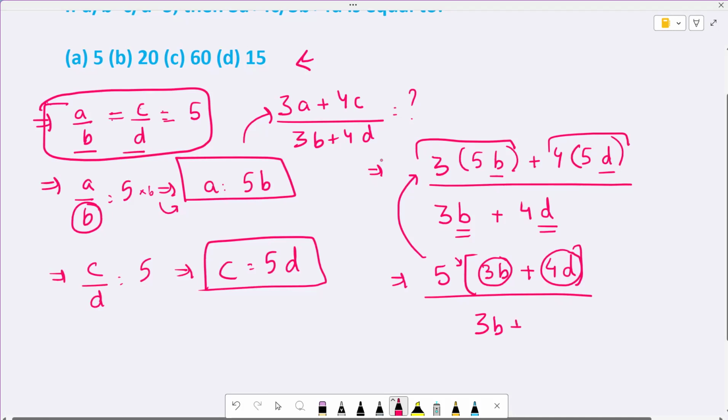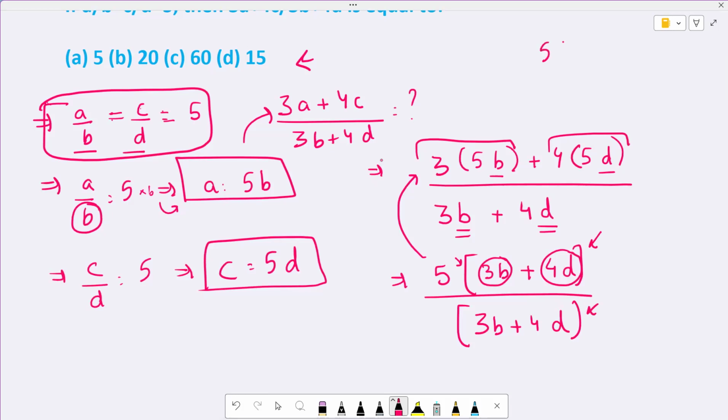So we'll again write 3B plus 4D. Now, what we observe here is we have this similar portion here. And see, if 5 is getting multiplied by A and then it is getting divided by A, we can cancel it, right? And we get the answer as 5. Same thing is happening here. Bracket always means multiplication, which means that 5 is getting multiplied here with 3B plus 4D. So we will cancel these two, and the answer that we'll get here will be equal to 5.